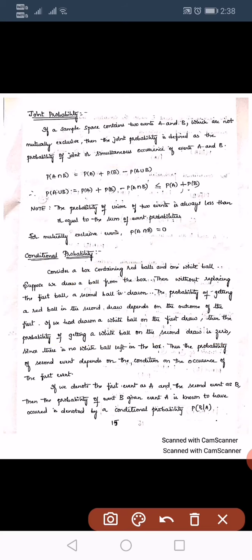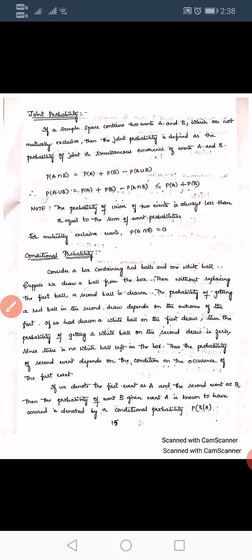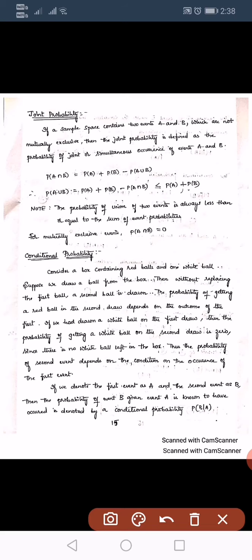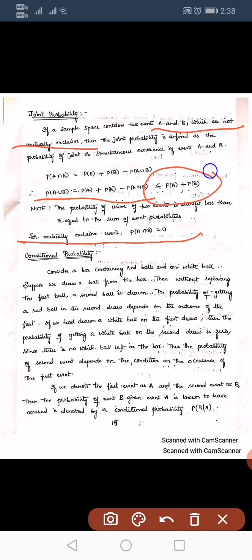For P of A intersection B, we know that P of A union B equals P of A plus P of B minus P of A intersection B. We already know that for mutually exclusive events, P of A intersection B is 0. But here P of A intersection B is not equal to 0, because the two events are not mutually exclusive. So we won't make this 0. P of A plus P of B minus P of A intersection B is always less than P of A plus P of B.